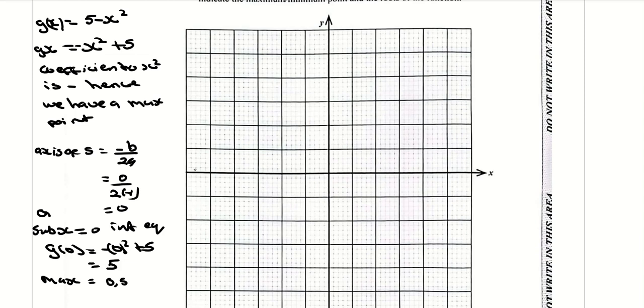So let's plot that point. Well, there's no numbers here. So 1, 2, 3, 4, 5.